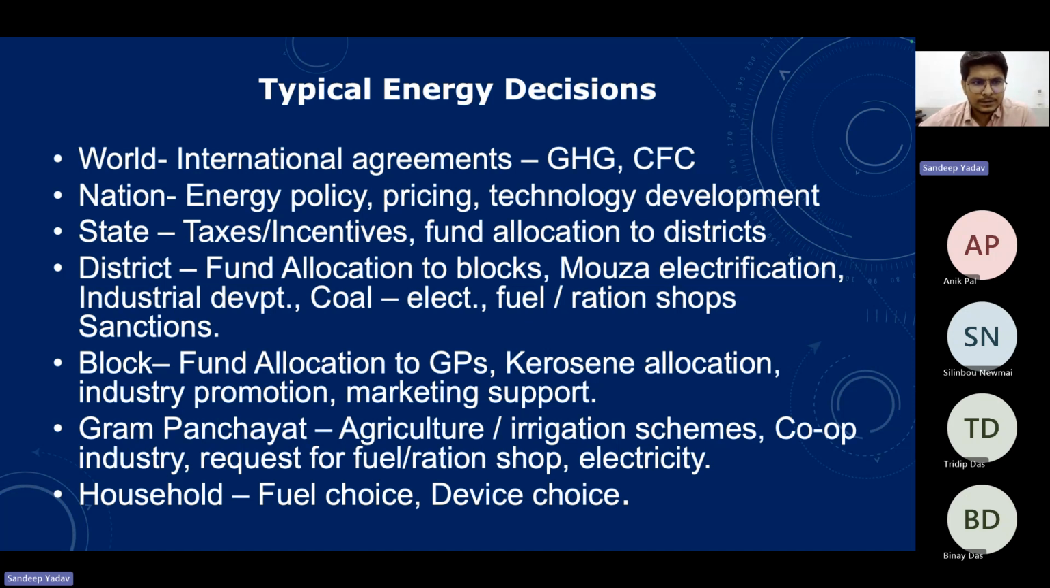Now, there are typical energy decisions at the world level, that is an international agreement, and at the national level, energy policy and pricing. At the state level, we can say the taxes and incentives. At the district level, we can see the fund allocation to the blocks. At the block level, we can see the fund allocation to the gram panchayats and kerosene allocations. At the gram panchayat level, we can see the typical energy decisions, that is agriculture or the cooperative industries. And at the household level, we have energy decisions where we choose our fuels and the devices that we are going to use.